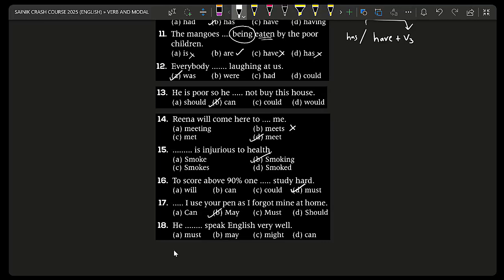The 18th one. He dash speak English very well. Which option is correct? Option D. He can speak English very well. It shows his ability. Very good. So Rishikesh, you can mute yourself.